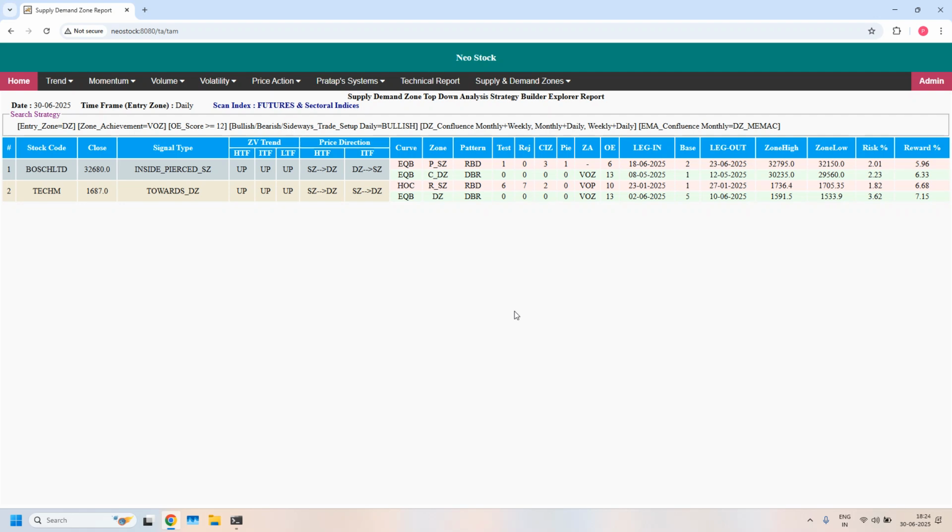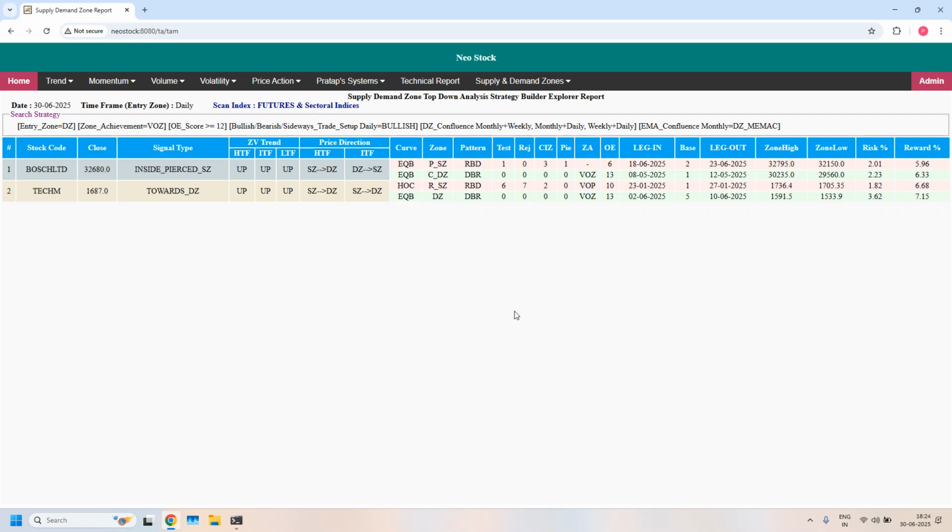So this is the reason why these 2 zones might be having even stronger institutional order flows. They might be having a higher success rate, provided Lesson 20 concepts are satisfied. Lesson 20 checklist items. Okay, this is a bullish trade setup for monthly income trade.